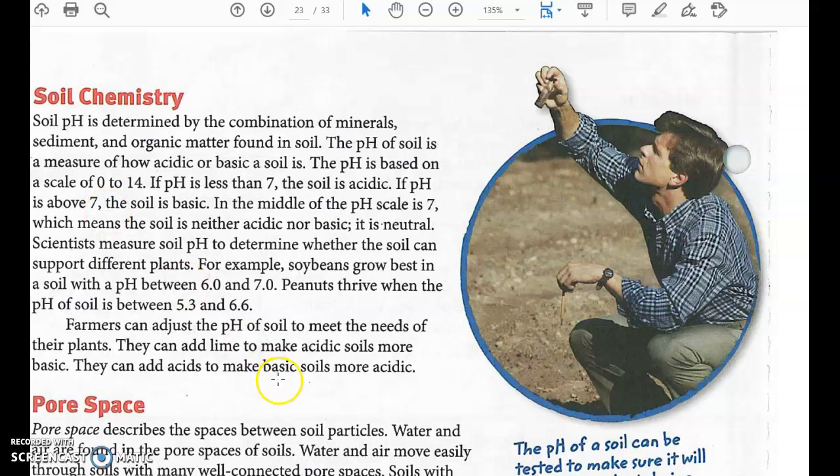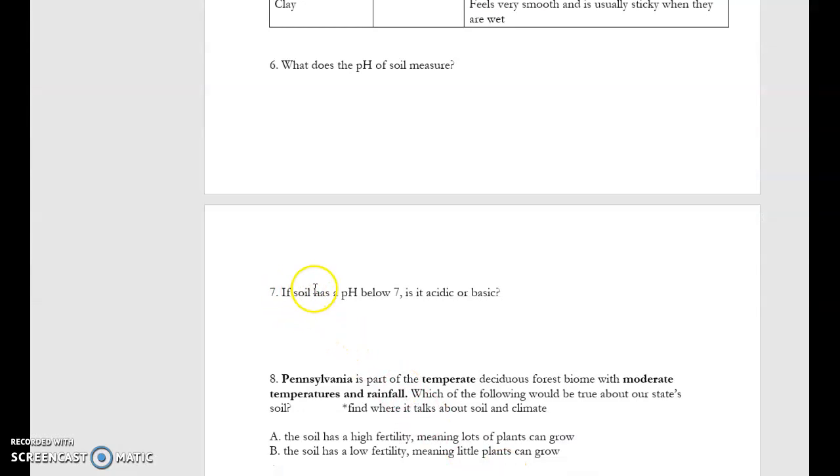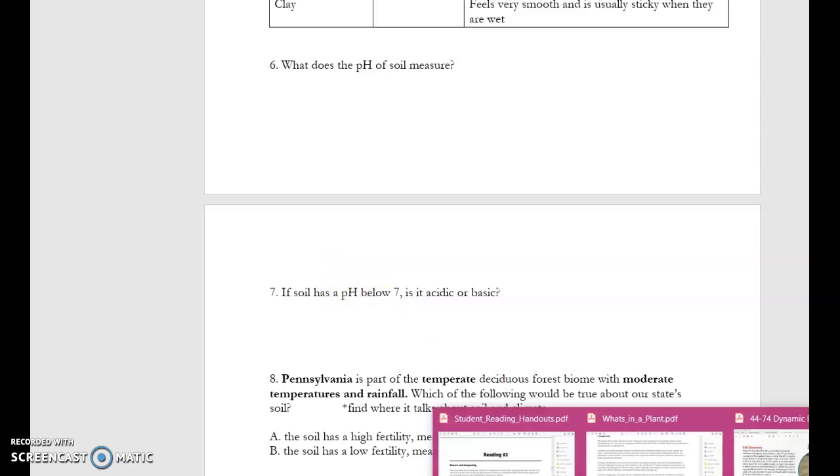Soil chemistry. So now we are ready to answer that question about pH, what that could mean. We did not talk about that this year, so you probably don't have much of an idea at this point. Soil pH is determined by the combination of minerals, sediment, and organic material found in the soil. The pH of soil is a measure of how acidic or basic a soil is. So when I ask you what soil pH measures, you can say it measures how acidic or basic soil is. And there's different numbers, and we want to figure out what those numbers mean.